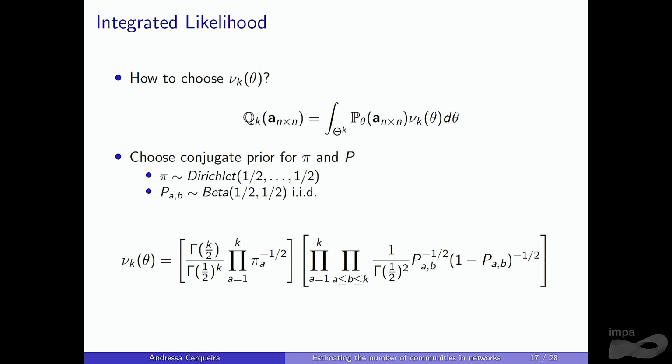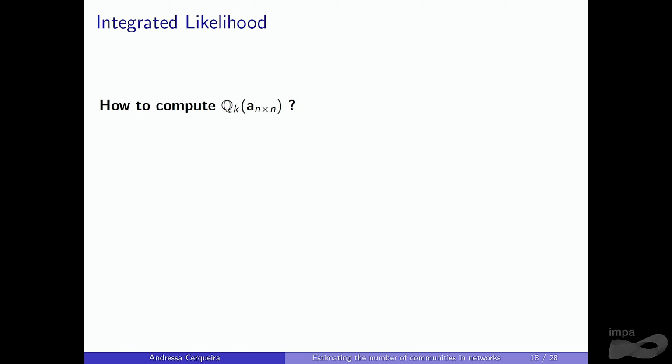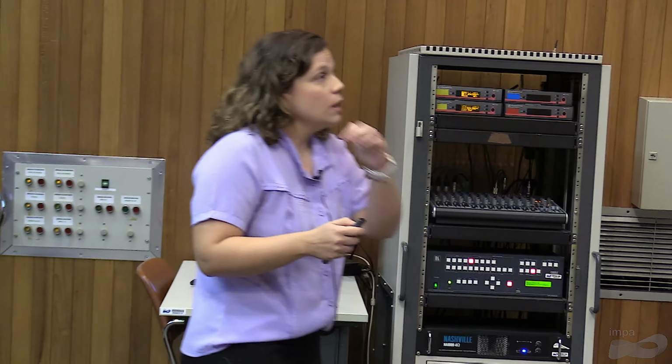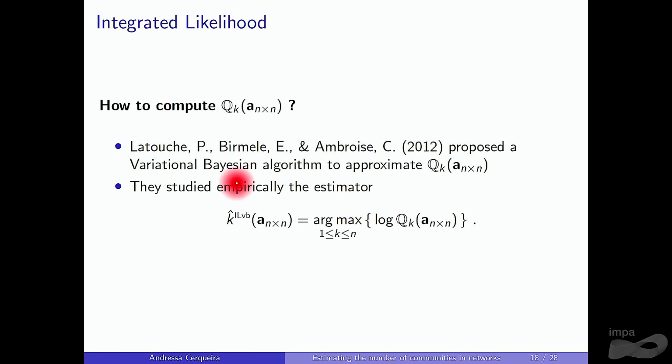So I just write here the likelihood, all that big formula, plug in this distribution, make all the computations, and then I have this distribution. Then I need to work with this quantity. But again, I'm using the likelihood, right? So I don't know how to compute the likelihood. So how do I compute it, right? So in 2012, Latouche, Birmelé, and Ambroise proposed what they call a variational Bayesian algorithm to approximate this integrated likelihood.